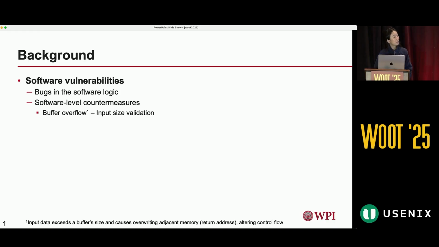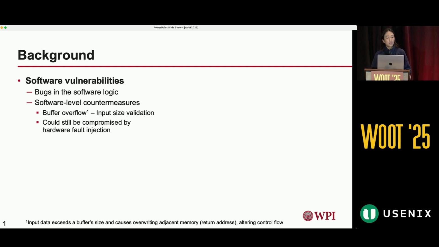For example, a very simple example: the buffer overflow could be protected by input size validation. Buffer overflow is when input data exceeds the buffer size, which will cause adjacent memory locations to be overwritten, for example, the return address, therefore being able to take over the control flow. And input size validation will be simply checking the input data before writing into the buffer.